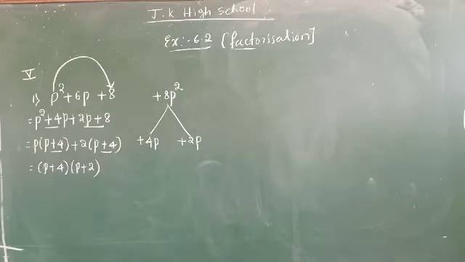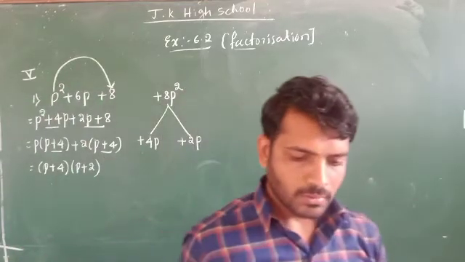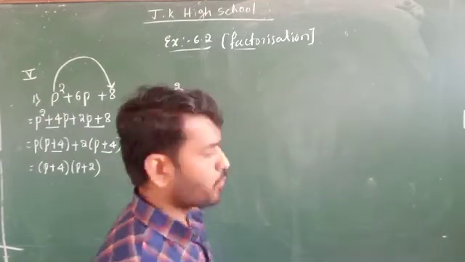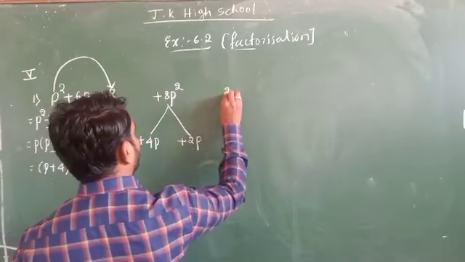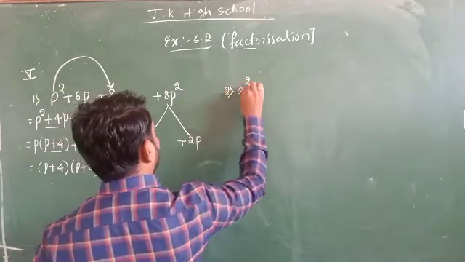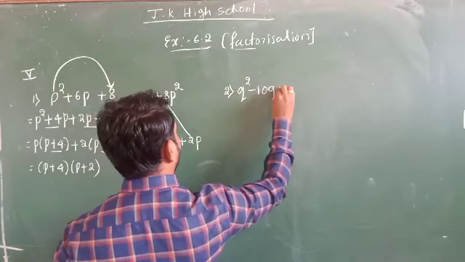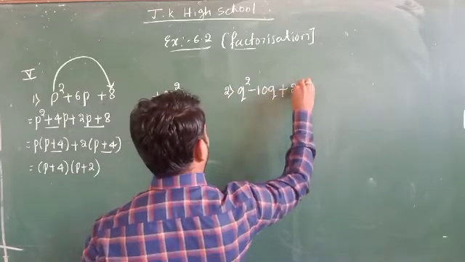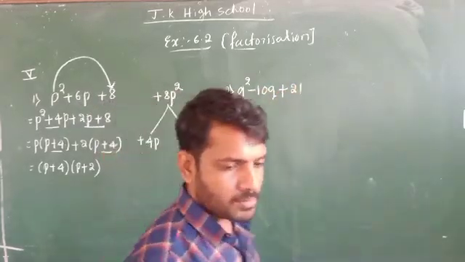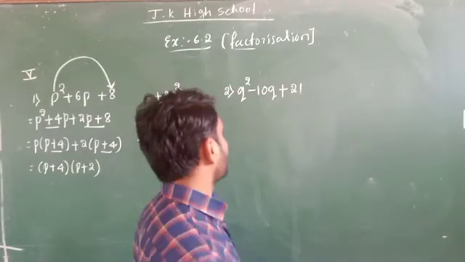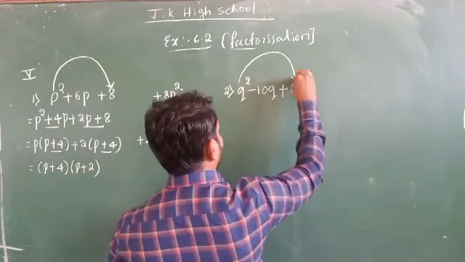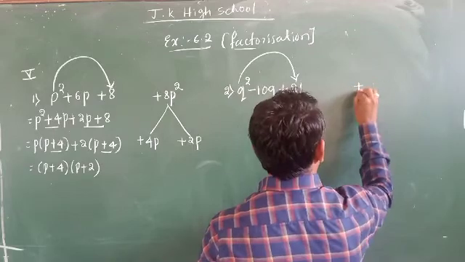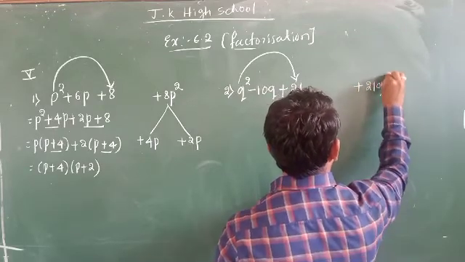I will solve one more question, that is a minus question. You try the third one: q square minus 10q plus 21. Here also the same procedure. First into last, plus 21q square.